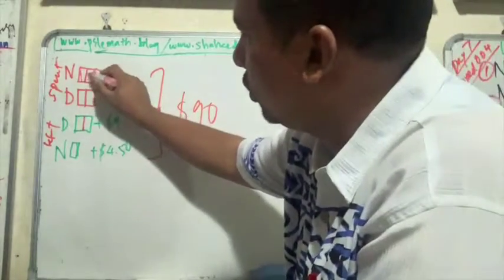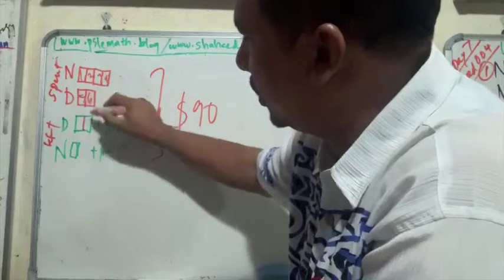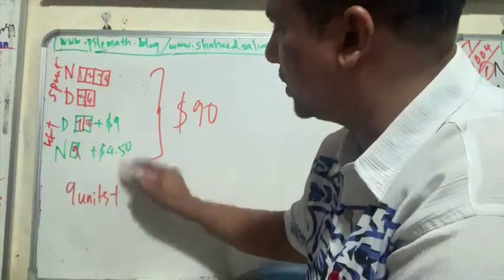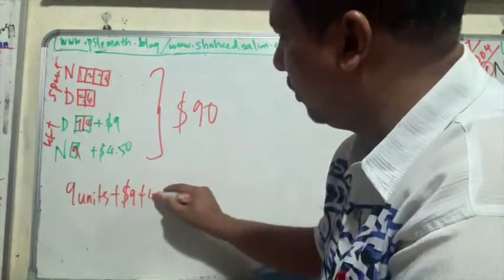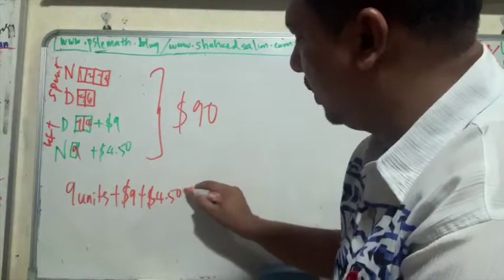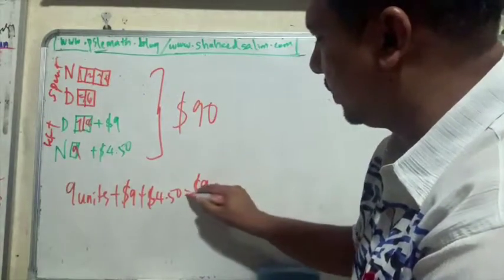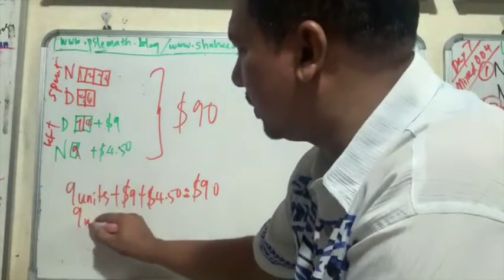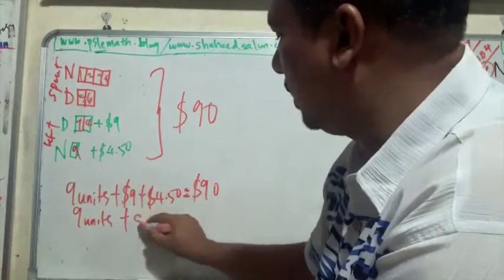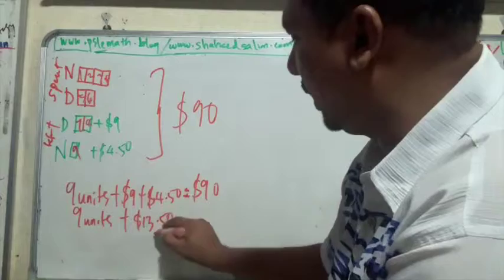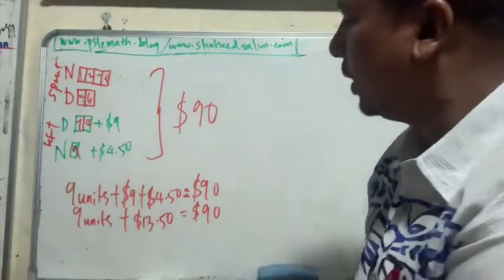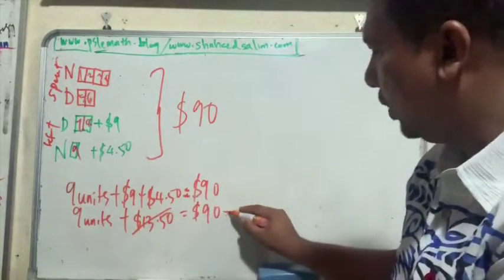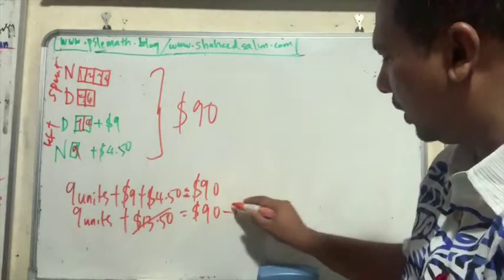So there's 1 unit, 2 units, 3 units, 4 units, 5 units, 6 units, 7 units, 8 units, 9 units. 9 units plus $9 plus $4.50 is equal to $90. This means 9 units plus $13.50, I'm combining it, is equal to $90. Now let's get rid of $13.50. That means we minus it from here, we minus $13.50.